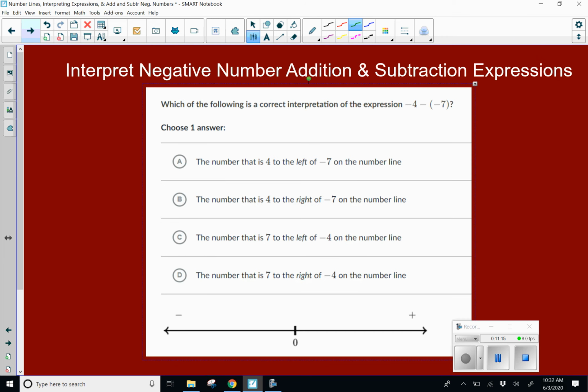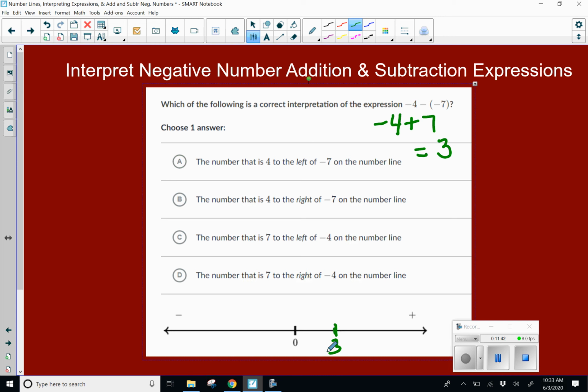Let's try another one. Which of the following is a correct interpretation of negative 4 minus negative 7? Again, I'm going to do keep, change, change. So that's going to be negative 4 plus 7. I have different signs, which means I subtract, and I have more positives than negatives. So we are looking for a positive 3. So positive 3 is somewhere around here. That's where we should end up.